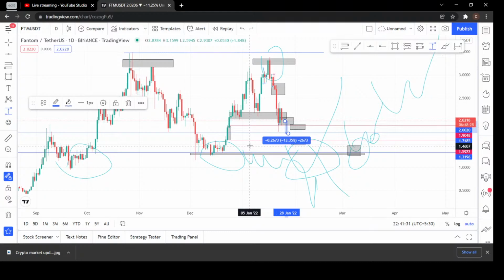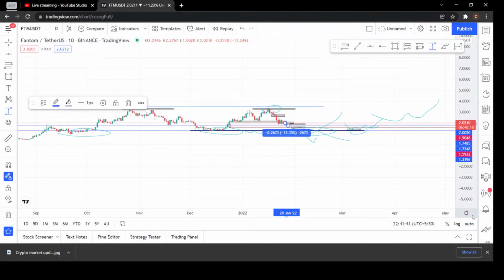I was just trying to be specific this time so that everybody who comes can understand that there is something valuable being shared here, except for just bogus talks. I'm not going to say FTM to $5. I expect it to reach new all-time highs.